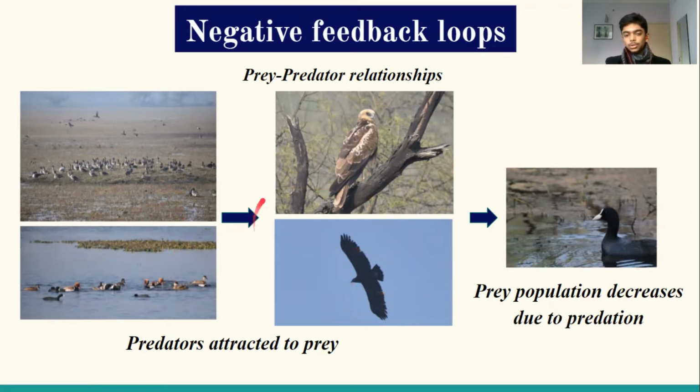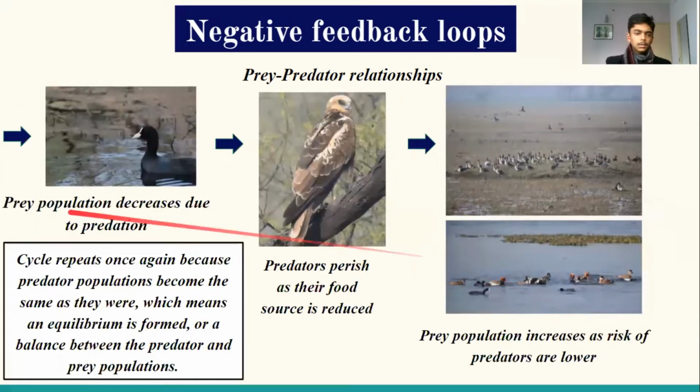Now, due to the predators, the prey population decreases. How? If the prey population decreases, predators don't have enough of their food supply to sustain how they were living before. Thus, their demand reduces, and due to lack of food, they also perish. Few of the predators perish. So due to this perishing of the predators, the prey population increases because there are lower predators, and the cycle repeats.